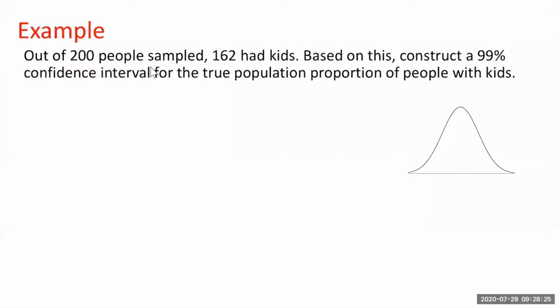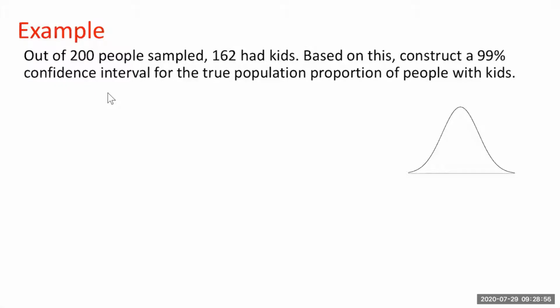Out of 200 people sampled, 162 had kids. So you can see here, the survey was conducted among 200 people, and they found that 162 had kids. Based on this, we have to construct a 99% confidence interval for the true population proportion of the people with kids. Okay, so let's find out what is given and what we can do.